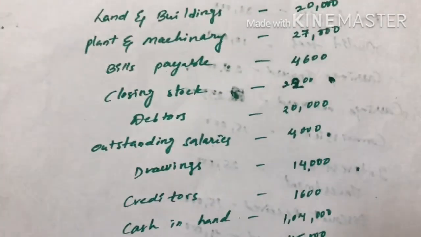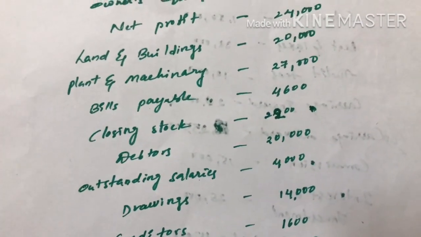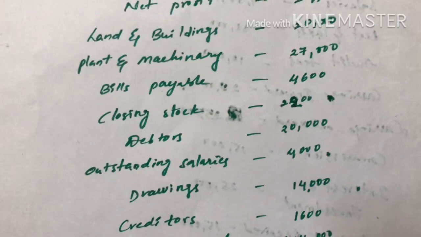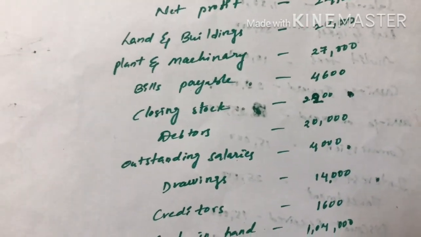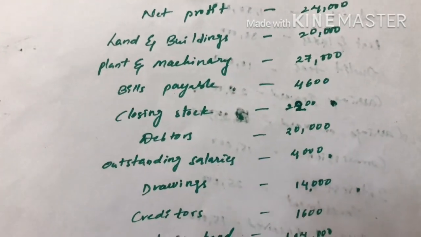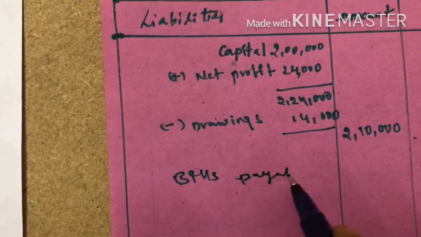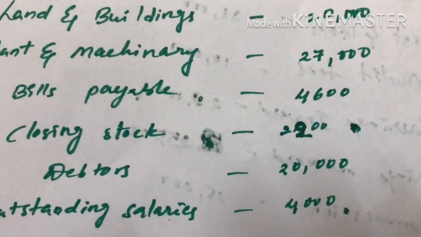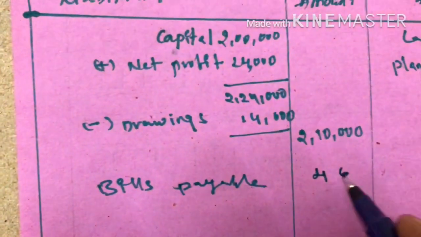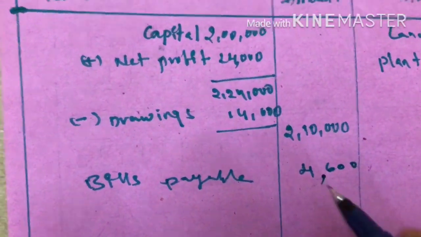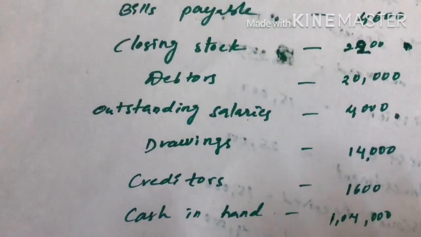Next one, bills payable. Bills payable is one of the liabilities. So you can write it on the liability side. Bills payable, the amount is 4,600.